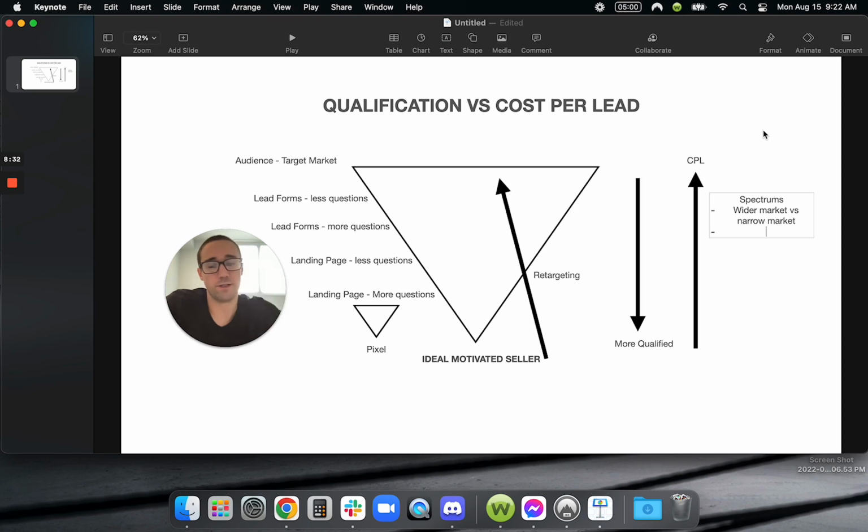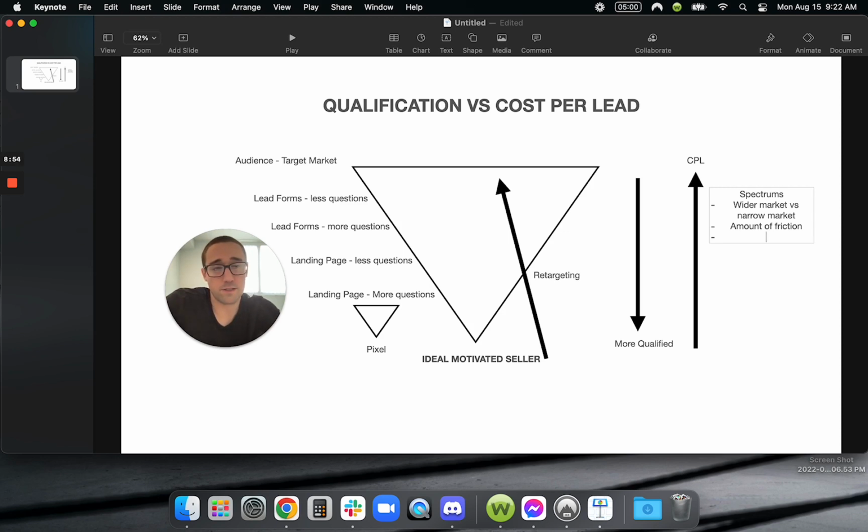Same thing with some amount of friction, right? That's basically how much you are qualifying them. The more friction, the more questions you ask of the leads, the more cost per lead will go up because you're eliminating them, right? You're weeding out people that you don't want.